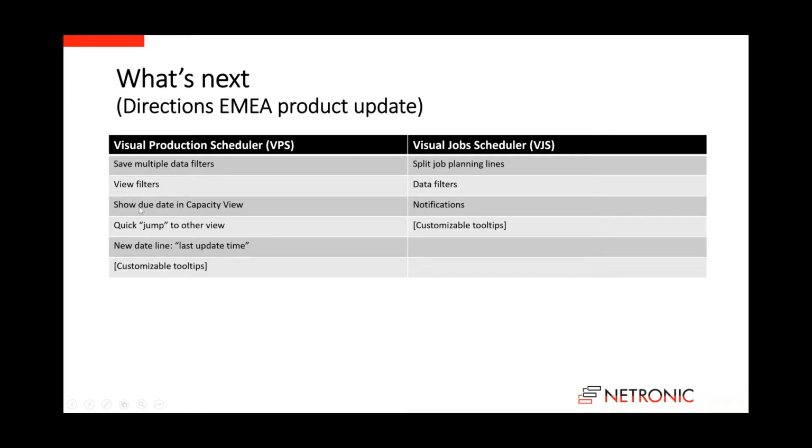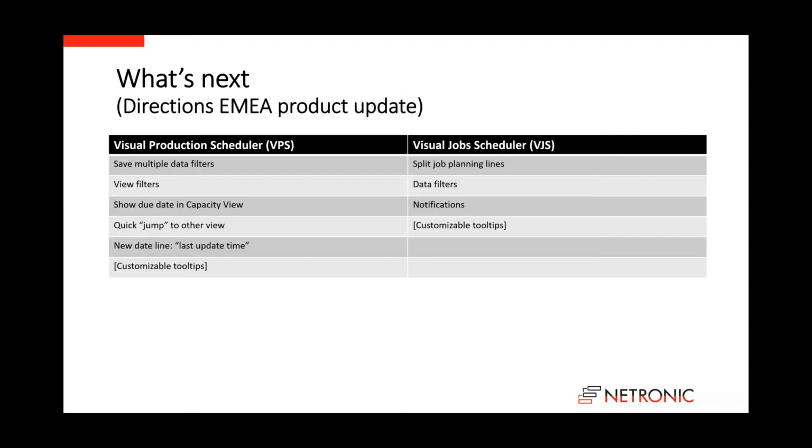We will work on showing the due date in the capacity view. We want to have a function where we can quickly jump from one view into the other. So you are in the production order view, you select the production order, and then you say show in capacity view, and it opens the capacity view, scrolls to that production order and highlights it. And we want to introduce a new vertical date line, which is the last update time line. So a line that tells you when you last updated data with the reload button, so when was the time when you fetched the latest data from Business Central.